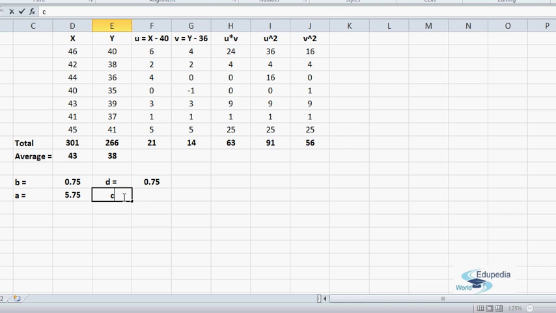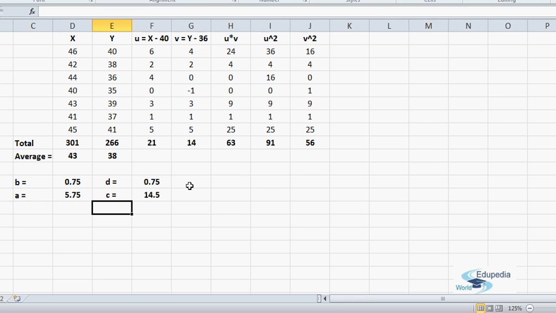and then finally c, the value of c will be equal to x bar minus d times y bar. So x bar minus d times y bar. So that happens to be 14.5. So that's my value of c.